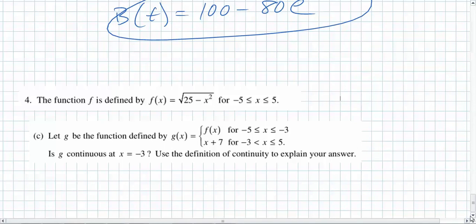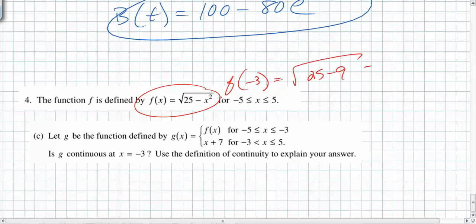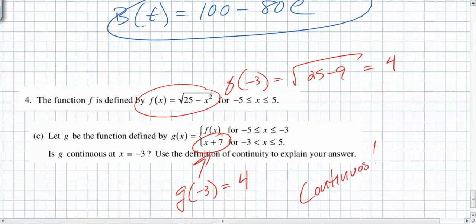So at negative 3, you look at this function and you say, what is f of negative 3 here? It's going to be 25 minus 9, which is what? It's going to be 4, the square root of that. But then right here, that's g. What's g of negative 3? What is it? 4. It is 4. Does that make sense? It gets infinitely close to 4, because it doesn't actually contain it, right? Because it's not there. So is it continuous there? Yes, it is continuous. Does that make sense?